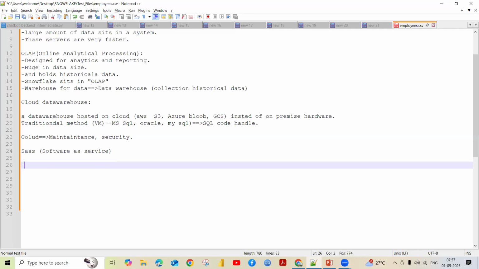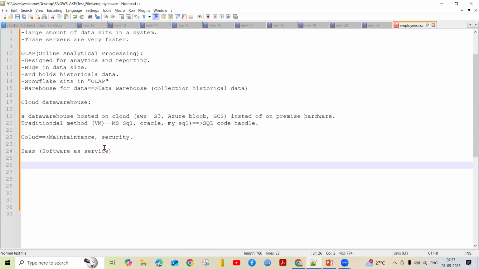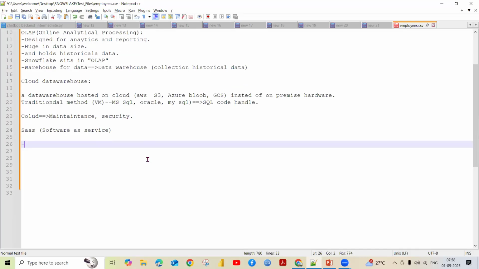So we discussed what Snowflake is and what the different database systems are. If you have any doubts till now, you can ask me. I think no doubts. Anyone having doubts? No, sir. All right. Then we discussed about AWS.